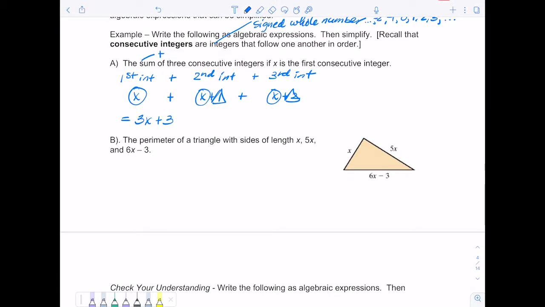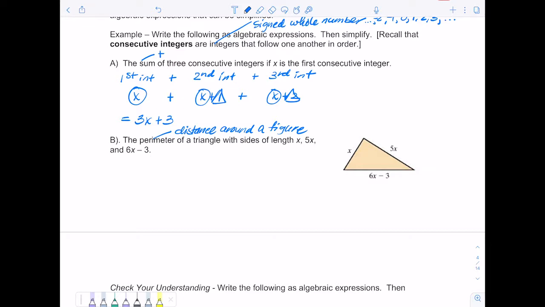In the next problem, it says the perimeter of a triangle with sides of length x, 5x, and 6x minus 3. Perimeter, remember, is the distance around a figure. You're dealing with the outside of the figure. Think of a perimeter alarm. It's an alarm that will go off if you try to enter a building from the outside. Or a fence would go around the perimeter of your property. So perimeter is distance around.